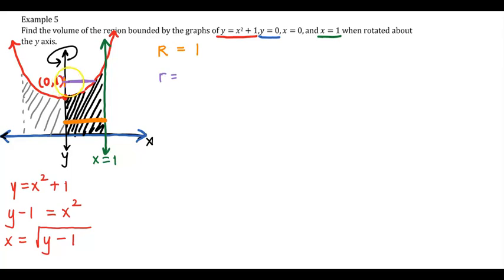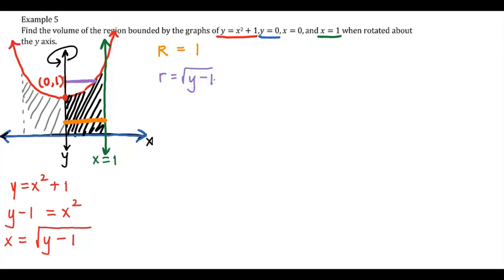So this distance here in purple, the right side of that is on the graph of the parabola. We found a better way to write that. It is the square root of y minus 1. The left side of that is on the y-axis. That's 0. There's nothing to subtract from that. So our little r is simply the square root of y minus 1.